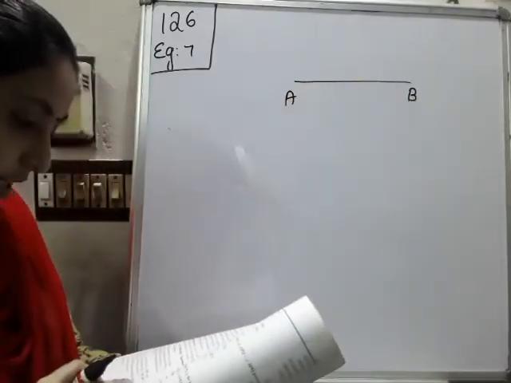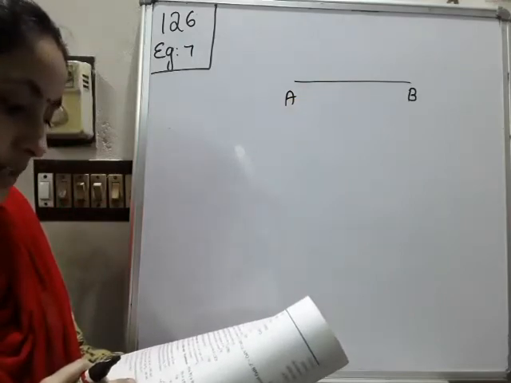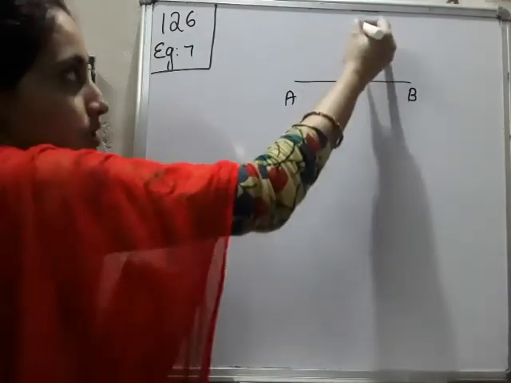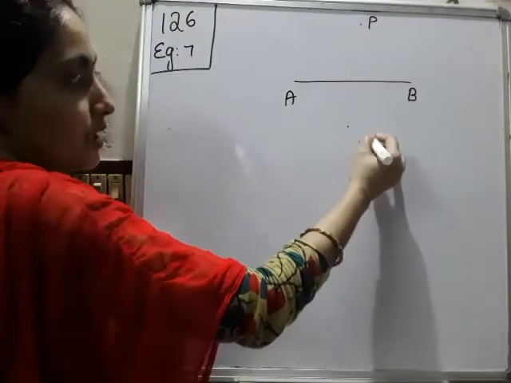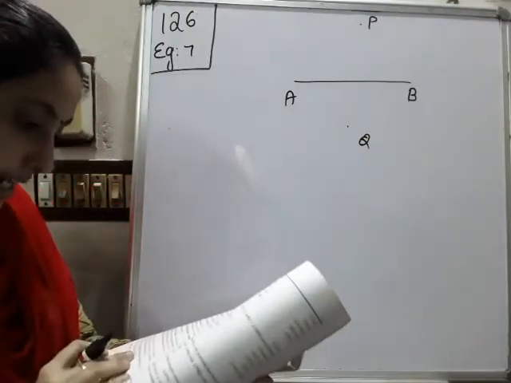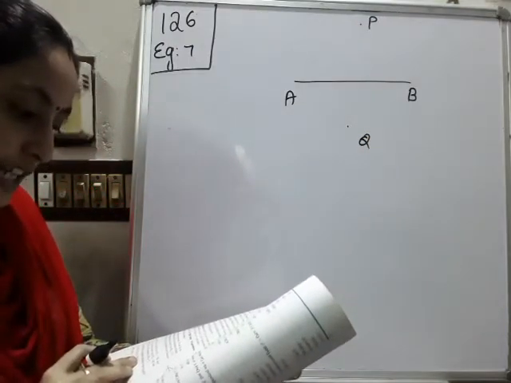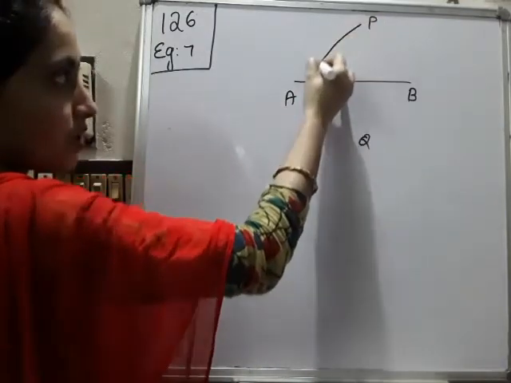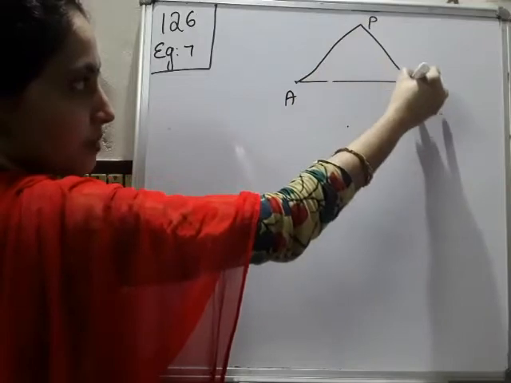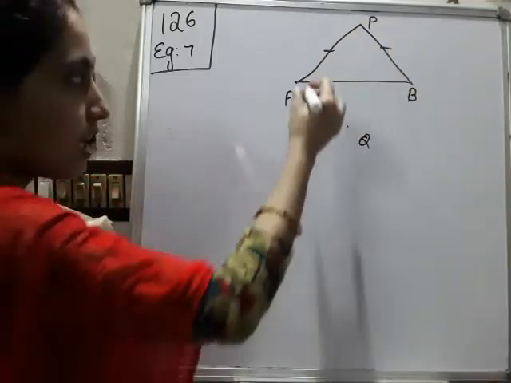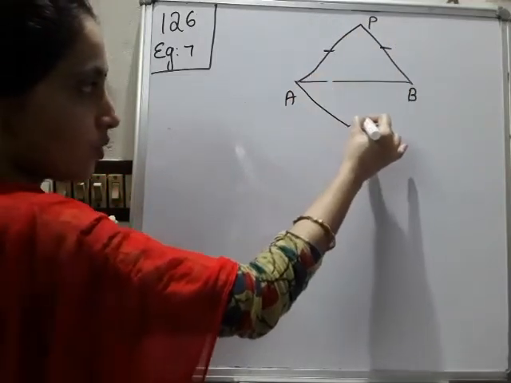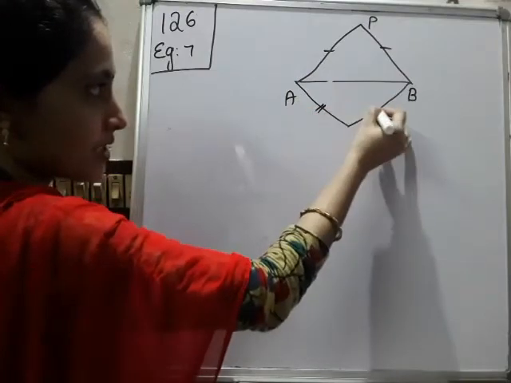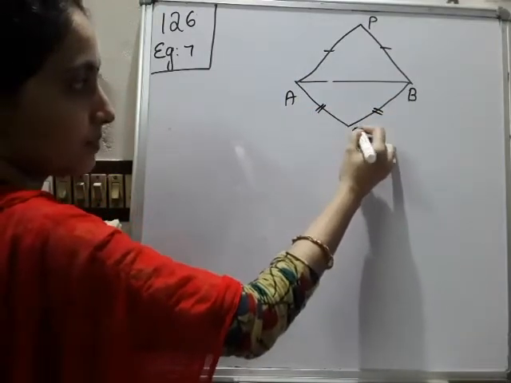Okay, and then what is given? P and Q are points on the opposite sides of AB, so P here and Q here, such that each of them is equidistant from the points A and B. That means while drawing this A and here B, this side and this side are equal, and when we are joining with Q also, this and this side are equal.